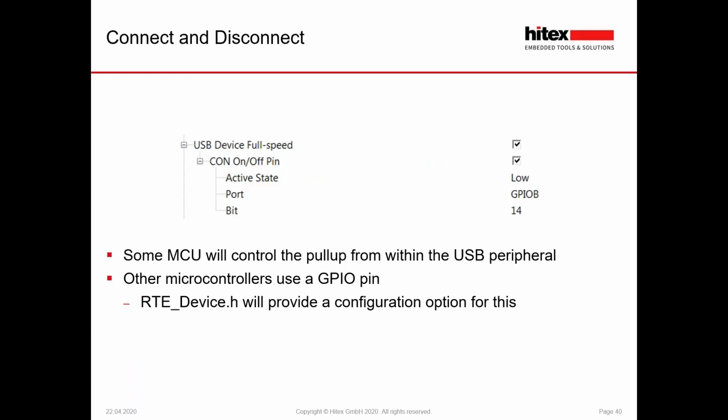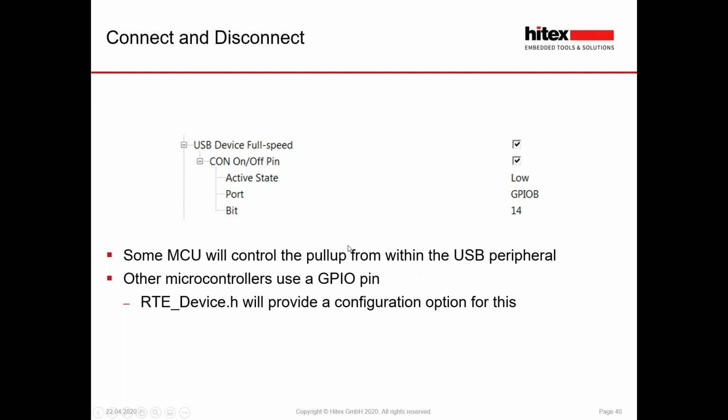Effectively, we're manipulating the pull-up that's connected to either the D+ or D- line. So this pull-up is not connected up to the power rail. It's connected to a GPIO pin, and within the configuration file, we can specify the GPIO pin that's going to be used and the bit state within it, and also whether it's active high or active low. So this is where we want to use a general purpose IO pin.